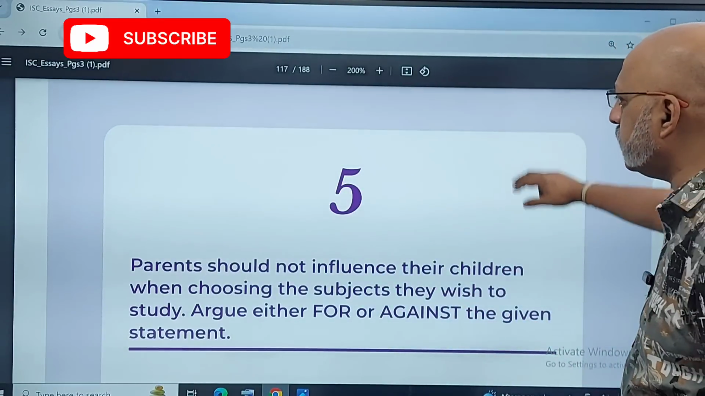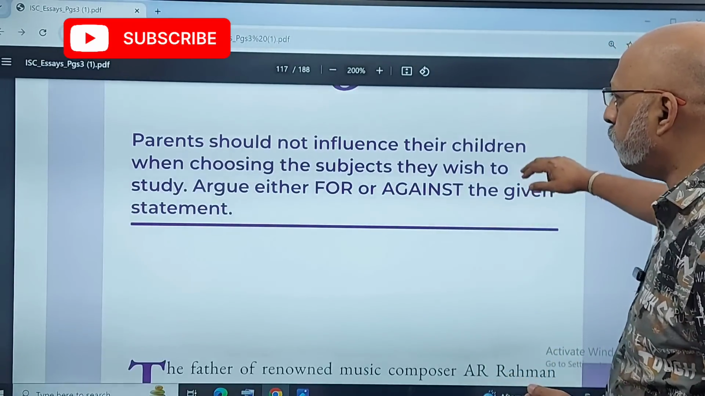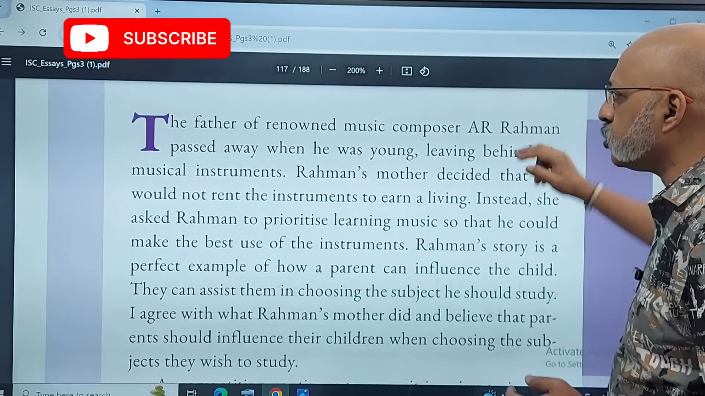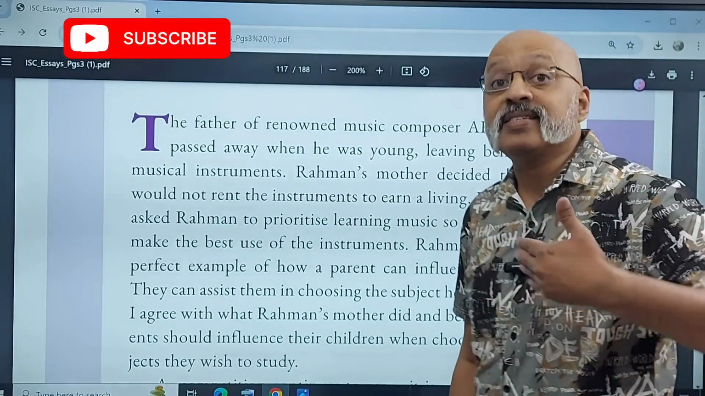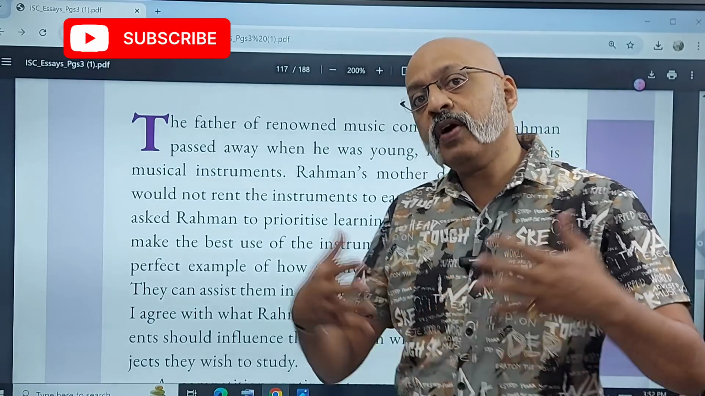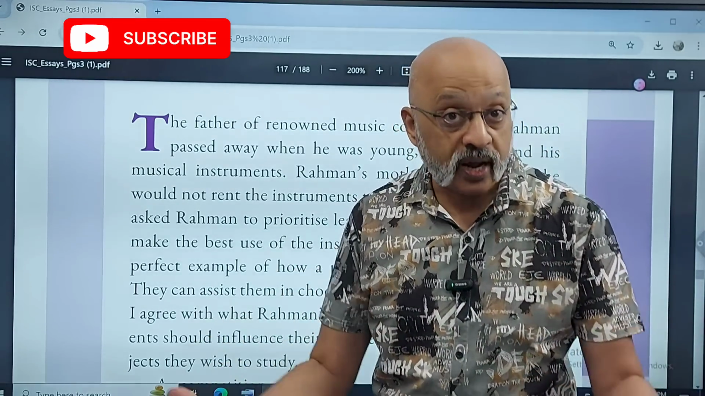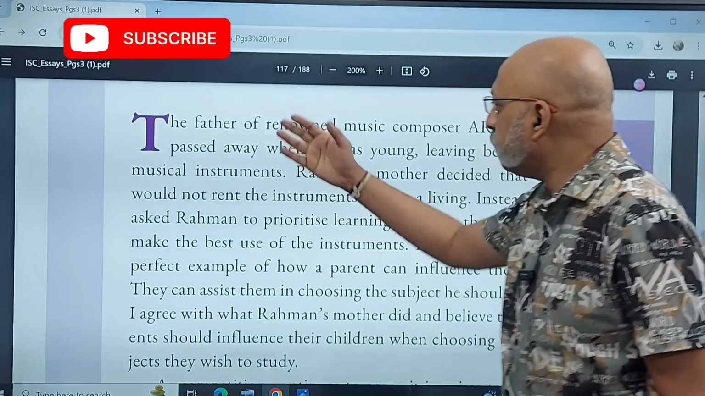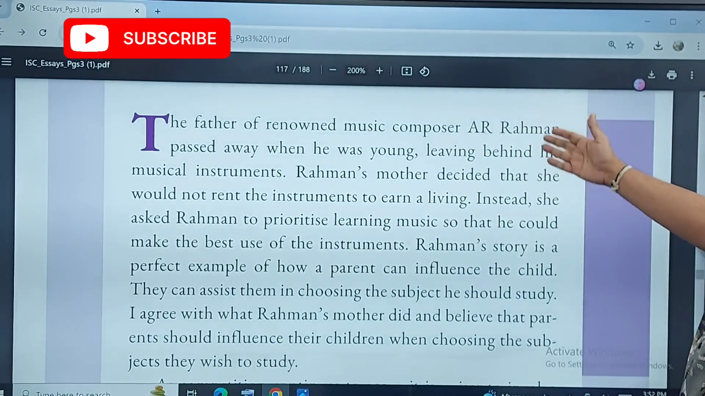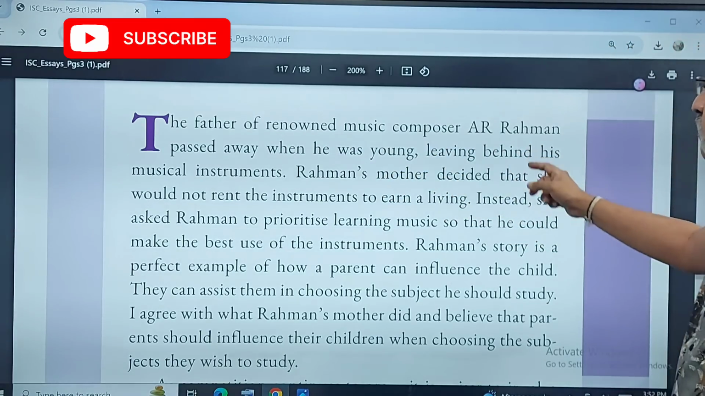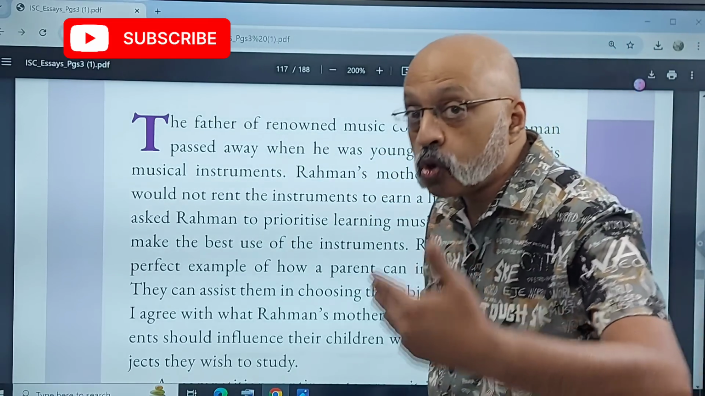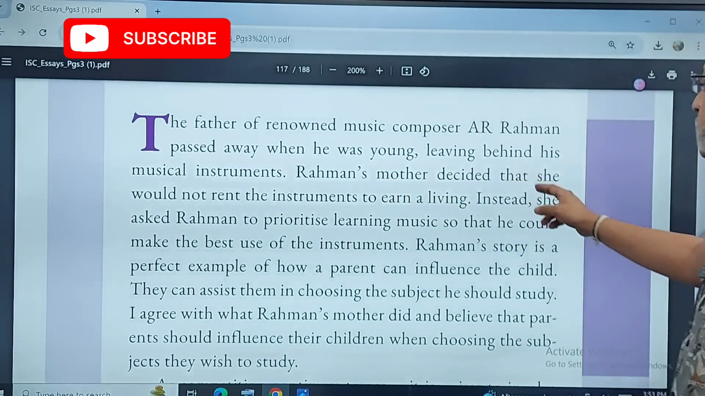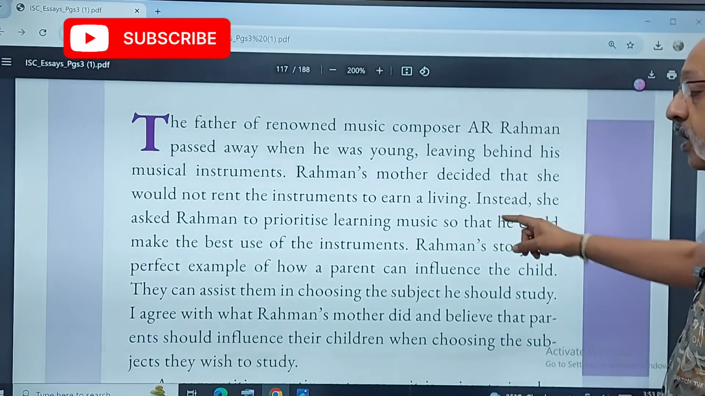This is essay number 5 in the argumentative section in the book. So parents should not influence their children. So what I have done here is to start the essay with an example, a very well-known story about music composer A.R. Rahman, whose father passed away when he was very young. His father, Shekhar, the father of renowned music composer A.R. Rahman, passed away when he was young, leaving behind his musical instruments. He used to own a lot of musical instruments which he used to rent out. But Rahman's mother decided that she would not rent the instruments to earn a living.